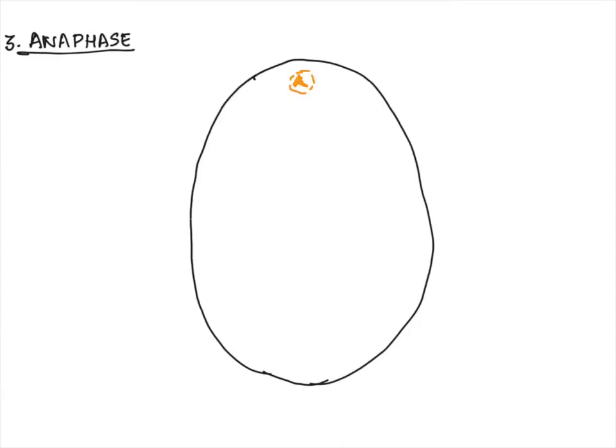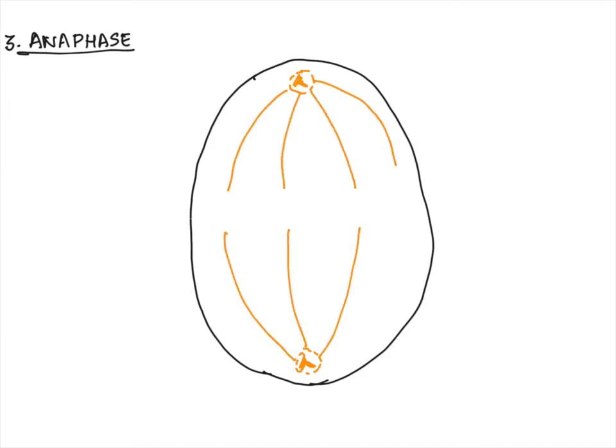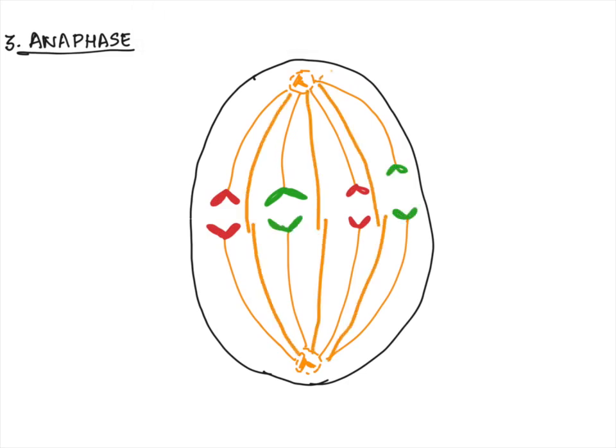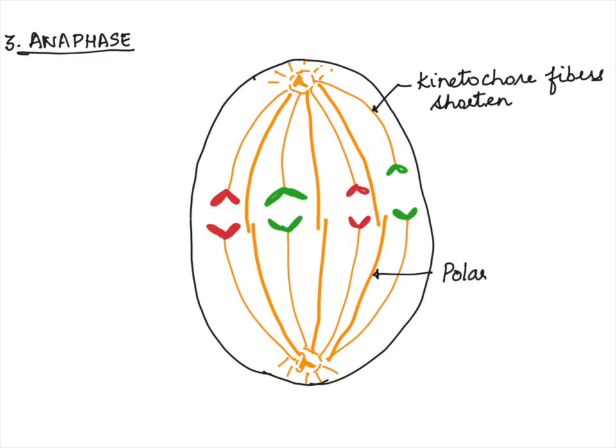The next stage is anaphase. Here you can see that the cell is slightly elongated as compared to the other two stages, and the chromosomes have now split along the centromere and have started moving towards the poles, or they are being pulled. Here the kinetochore fibers undergo depolymerization and shorten in length. As they shorten in length, they pull the chromatids towards the poles with their centromere.